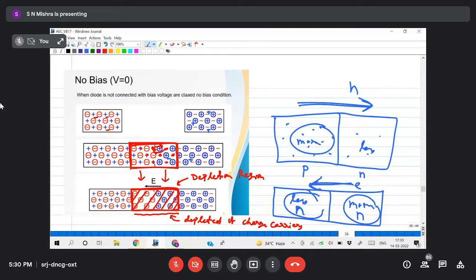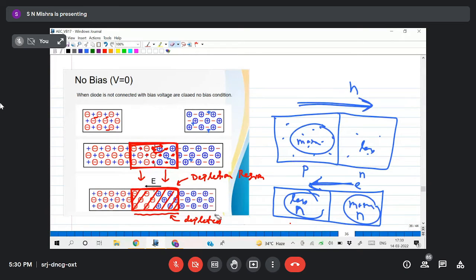Is it understood? Yes, sir. So near to the junction, initially the diffusion process happened. Due to this diffusion process, near the junction, whatever carriers are present will neutralize themselves, leaving behind only positive and negative ions across the junction. And this area is depleted of charge carriers. That's why it is called a depletion region.